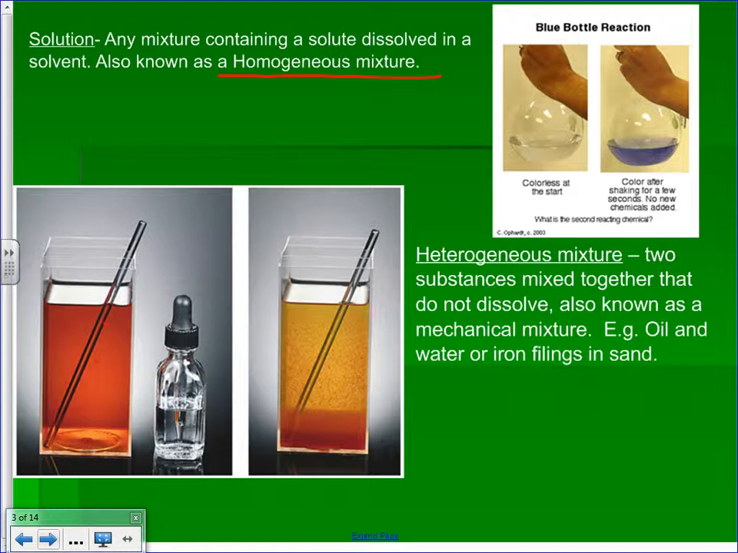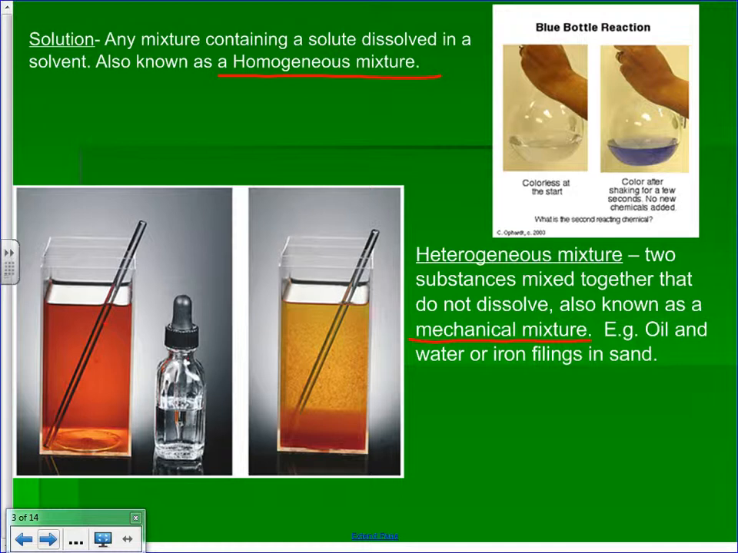We often call a homogeneous mixture a mechanical mixture. Mechanical meaning if I keep it moving, it looks like it's all one, but it will separate. Is that kind of clear to everyone? So oil and water is a mechanical mixture. Iron filings and sand is a mechanical mixture, because we can actually physically separate them.